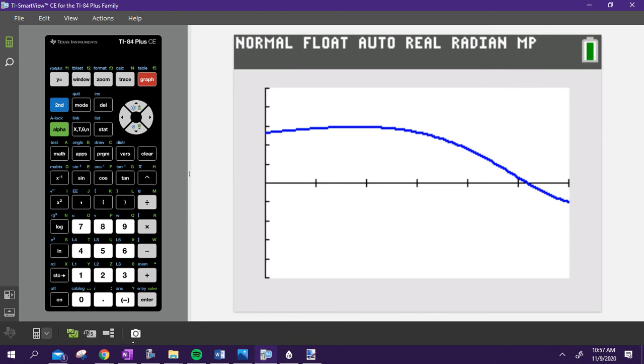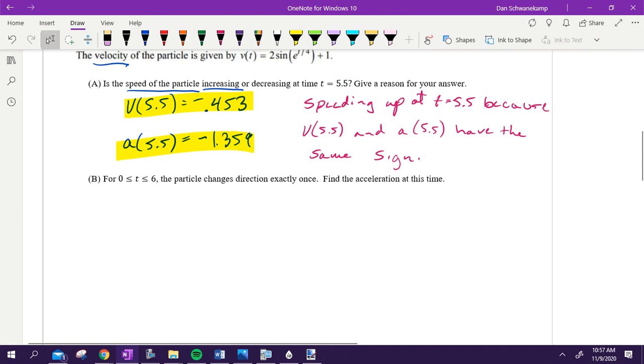So the question was, can I say that I was moving away from the x-axis? No. You have to talk about velocity and acceleration, and are they the same sign or not? That is the only justification you can give. So the particle changes directions exactly once.